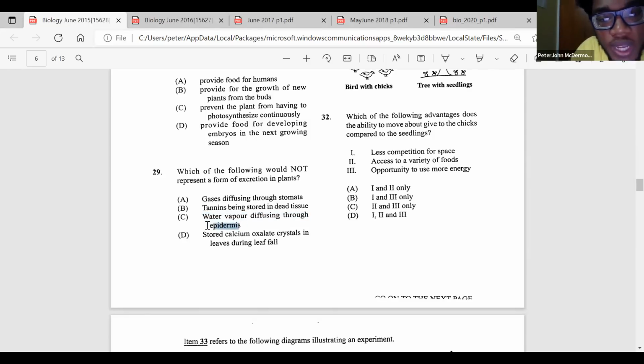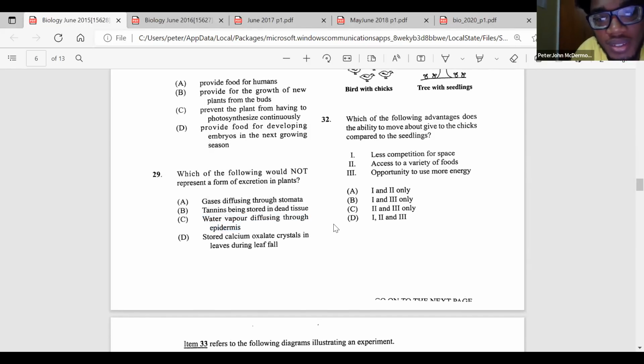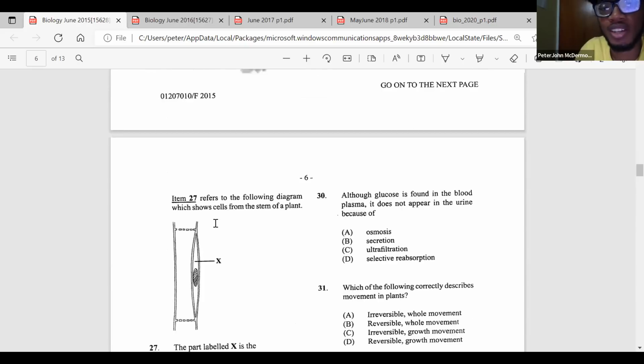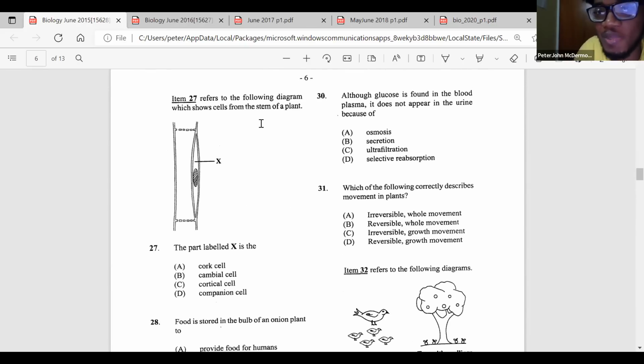I guess the problem is the word epidermis. I wasn't really looking. Yeah, so I guess 29 is C. But apparently tannins are in plants as well, so plants and animals. So I guess it's C. But yeah, good job, guys. Always question what I'm doing.